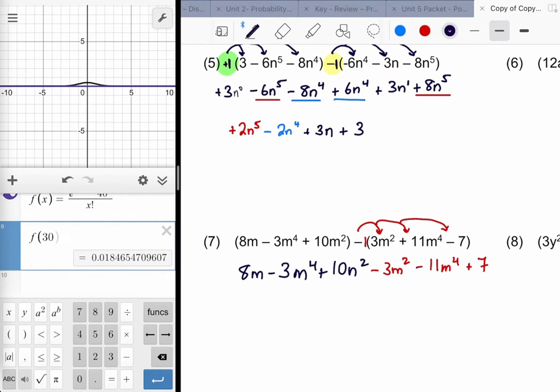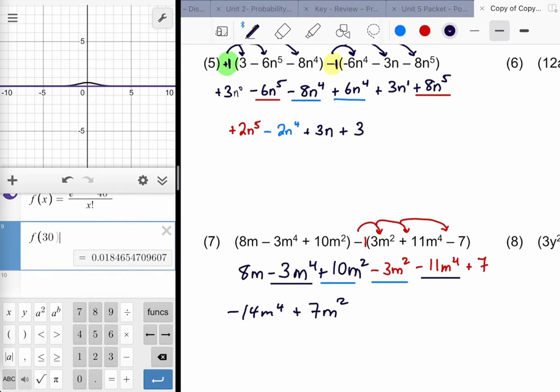So I'm looking for something that's like negative 3m to the 4th. That would be negative 11m to the 4th. Combine them, negative 14m to the 4th. The next highest power is a power of 2. So I'm looking for something like 10m squared. That would be negative 3m squared, which would combine. 10 minus 3 is 7. So 7m to the second power.